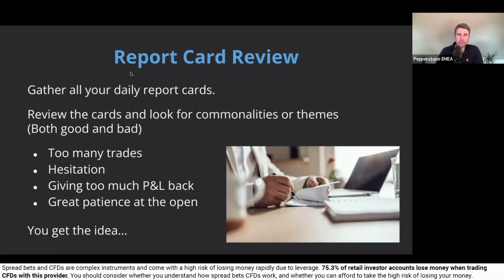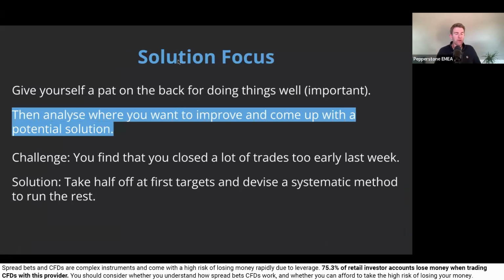So if we've looked at these, we look at our daily report cards and we say to ourselves, all right, first things first, give yourself a pat on the back. We don't do that as traders. We are almost like, no, you shouldn't be doing this. No, you should stick to your rules. No, hold the trade. Bad boy. That's no good. And of course, we need to push ourselves to improve and put things in place operationally to help us improve. More on that in a moment. But give yourself a pat on the back.